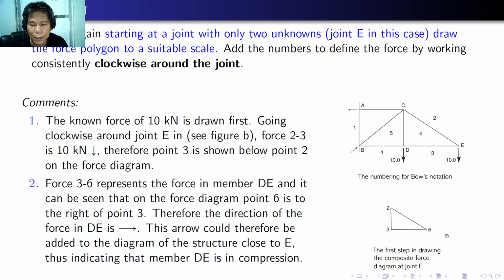The force 3-6 represents the force in member DE, and it can be seen that on the force diagram, point 6 is to the right of point 3. Therefore, the direction of the force in DE is to the right. This arrow could therefore be added to the diagram of the structure close to E, thus indicating that member DE is in compression.